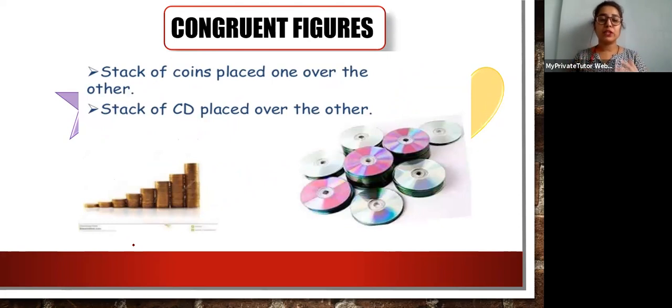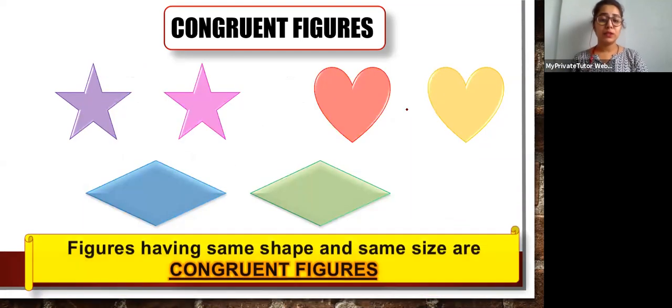So if you keep placing coins over one another in a stack, all of the coins are congruent. If you place a stack of CDs, which we don't use much now, you can see that all of the CDs have equal measurement. So, what are congruent figures? Figures having same shape and same size are called congruent figures.